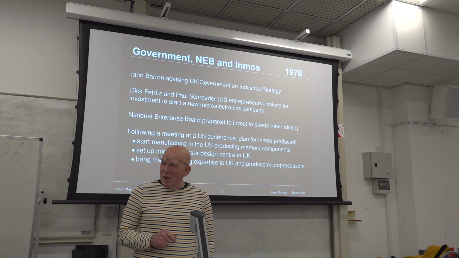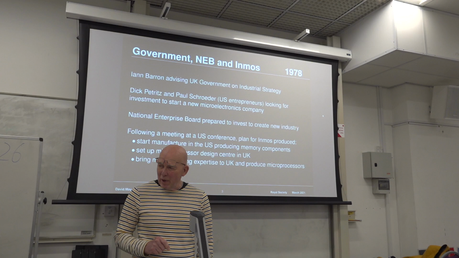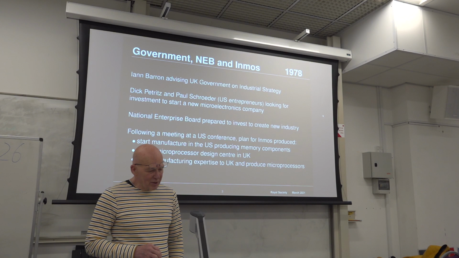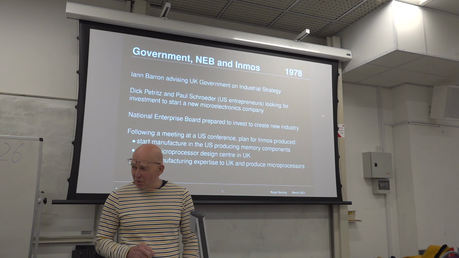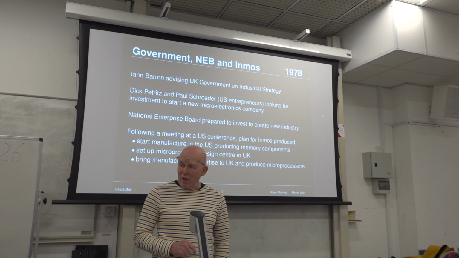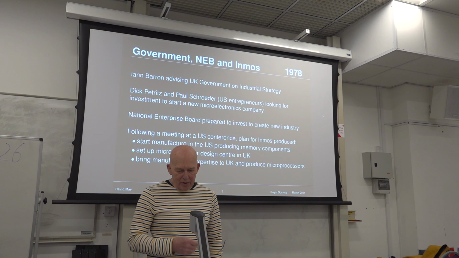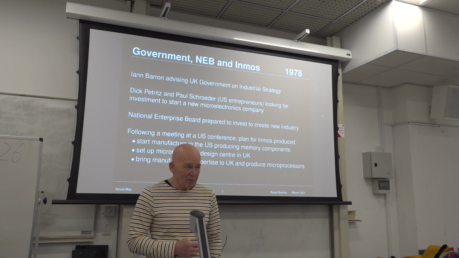Ian had been involved in this role, and there were two other important players here, Dick Petritz and Paul Schroeder, who were US entrepreneurs who had just made a lot of money by selling a company called Mostek for an awful lot of money. They were multimillionaires, and there were a lot of others with them in the company. Petritz, in fact, was one of the well-established people in the semiconductor industry. He was originally known for developing the 7400 series logic family, which became the mainstay of electronic design in the 1970s, effectively. And he moved on from Texas Instruments into these various other ventures.